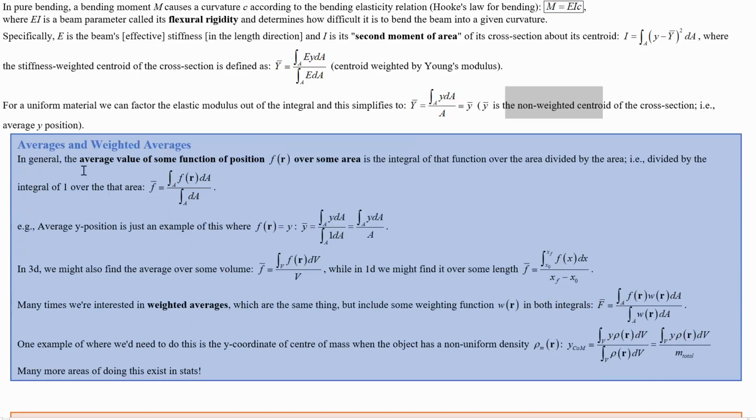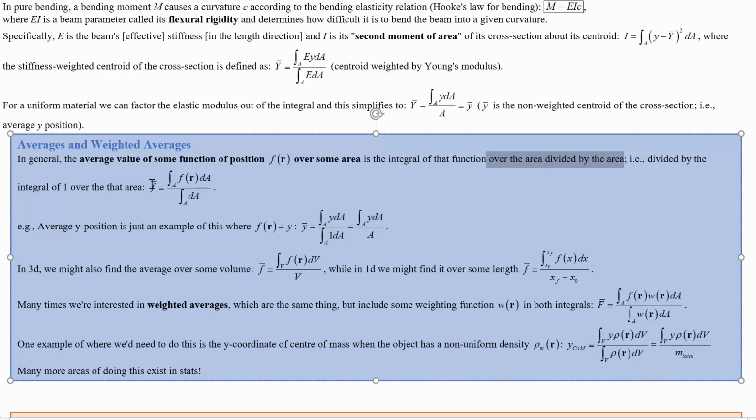In general, the average value of some function of position over some area is the integral of that function over the area divided by the area, which is like integrating the function over the region you're talking about divided by just integrating 1 over that region. So this is the average value of this function f over that region. You might give it a symbol f bar on top to show that you're talking about the average of f.